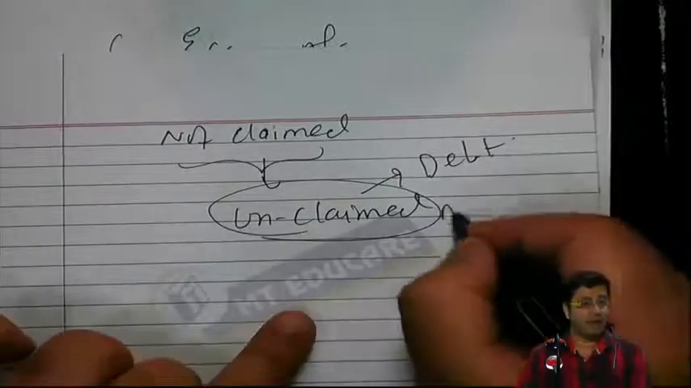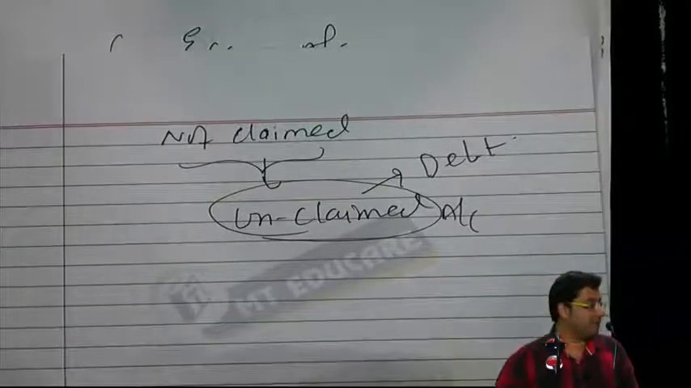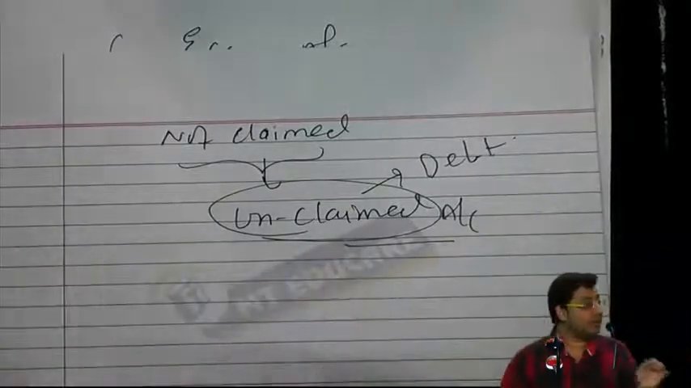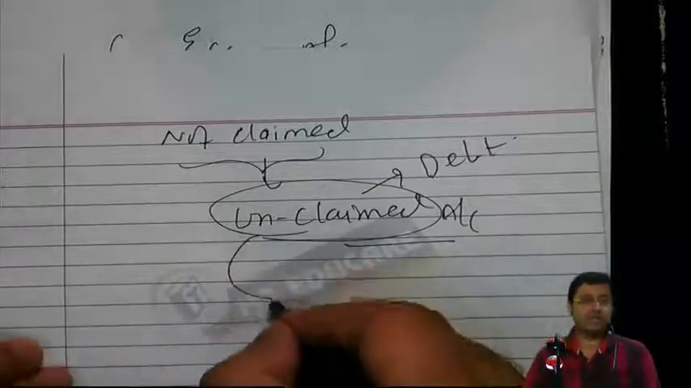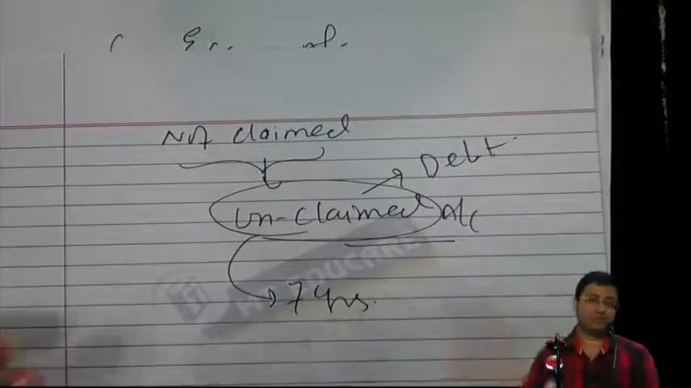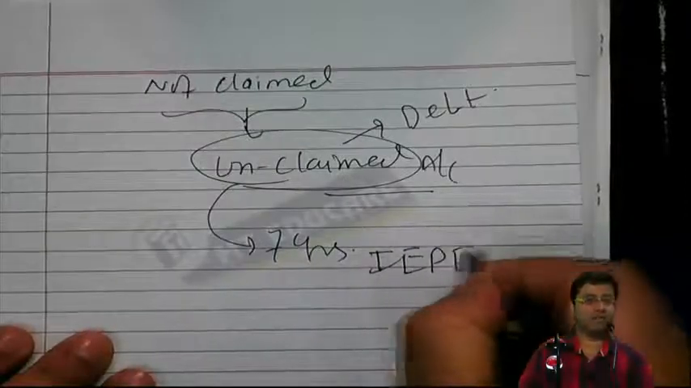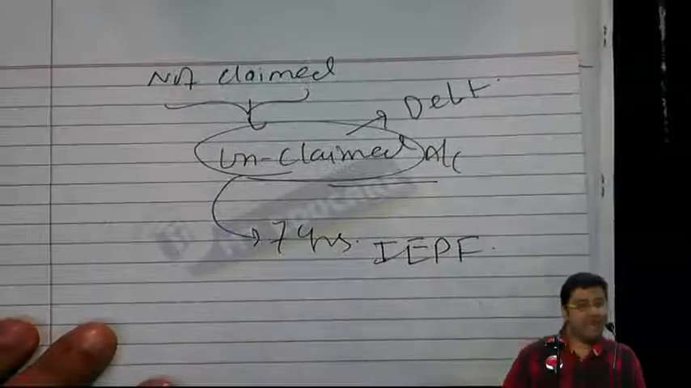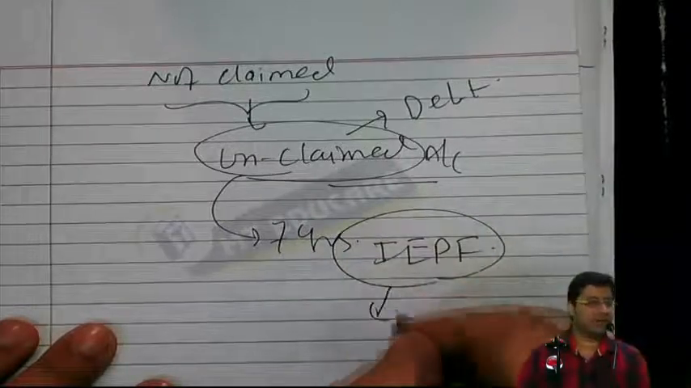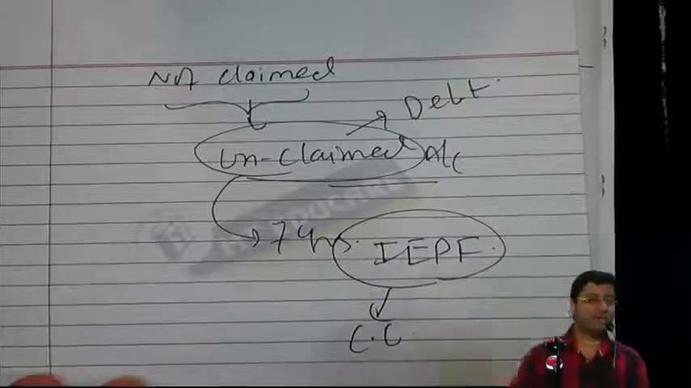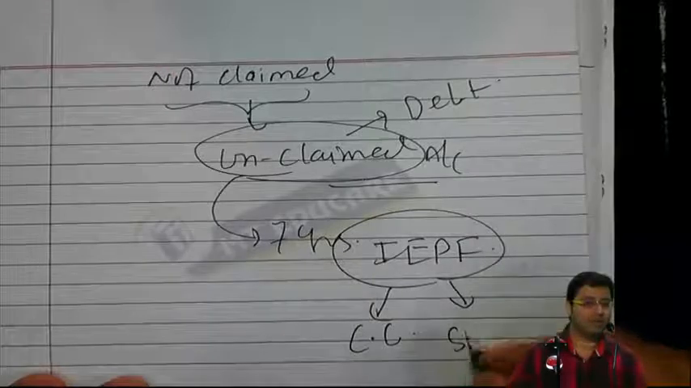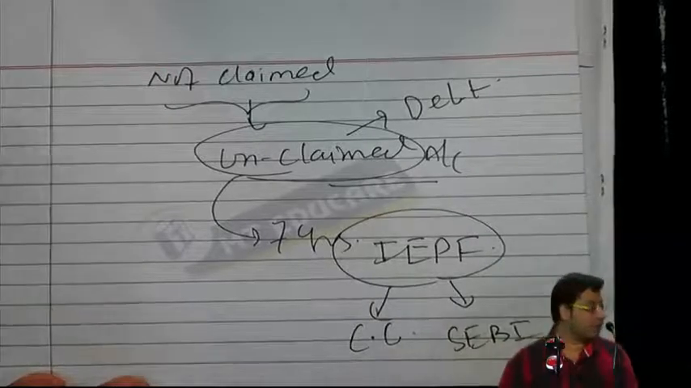Okay, it is not that you can straight away transfer it to the investor fund. First you have to transfer it into the unclaimed dividend account. And if the shareholder doesn't approach, then only you have to transfer this money into the Investor Education and Protection Fund account. Okay, as I had told you in the past also, this fund is managed by the central government, and of course the central government takes help of SEBI. Okay, you must write this.